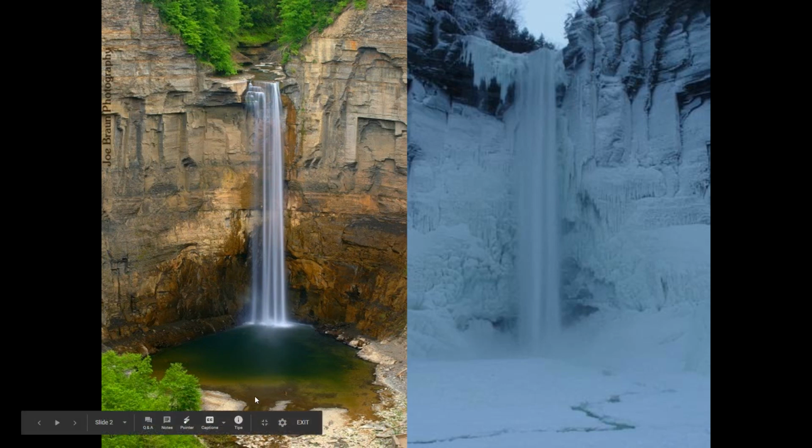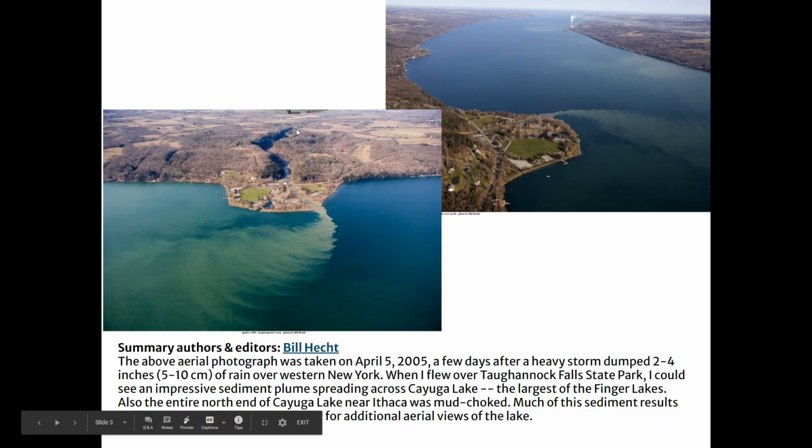So this water eventually leaves through this valley and exits, and you can kind of see in the background the valley that it's coming through. This is the gorge of Taughannock Falls. The falls are way back here. This photo was taken from an airplane over Cayuga Lake, and you can see all of the sediment after a lot of rain. All the sediment that's in the stream flows out into the lake, and you can see it entering the lake out here.